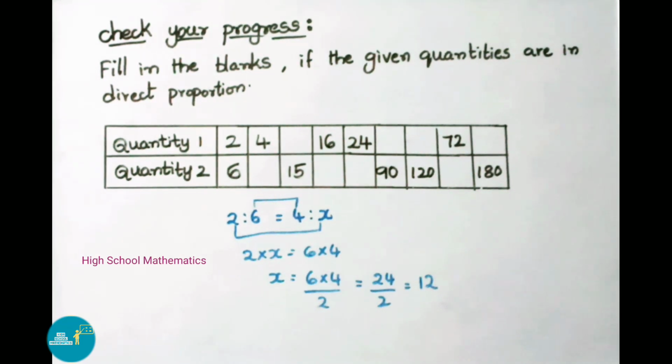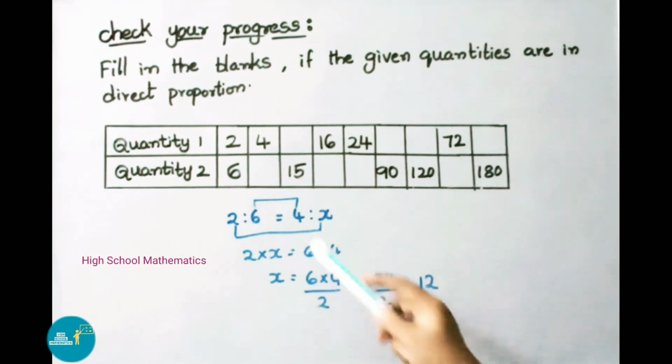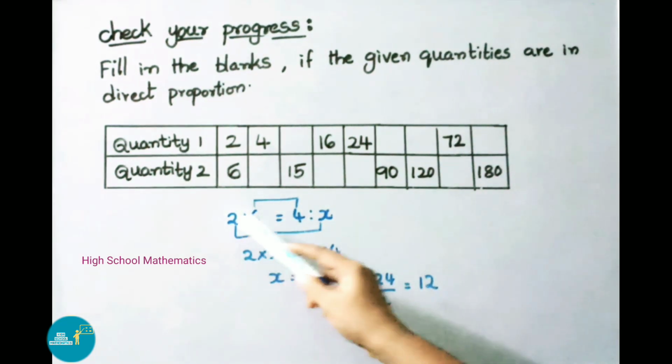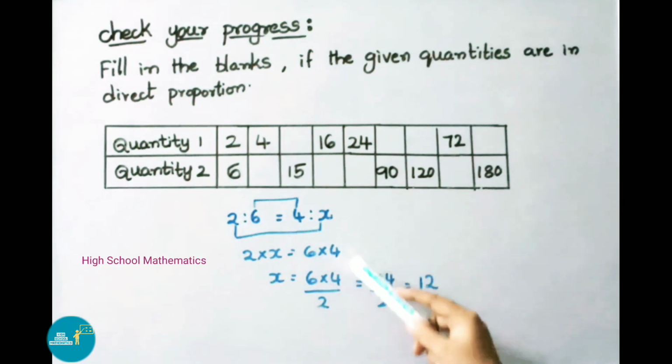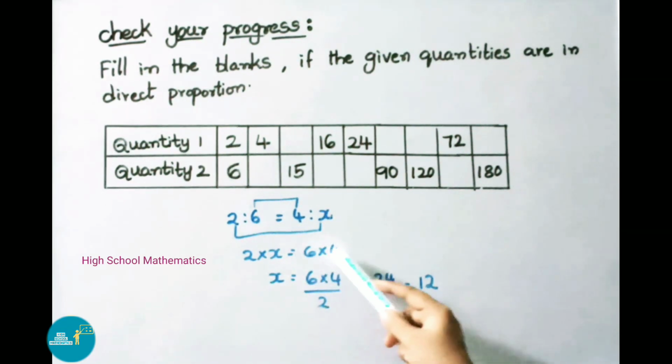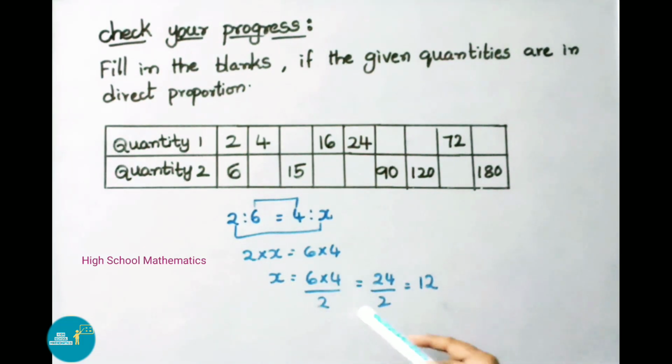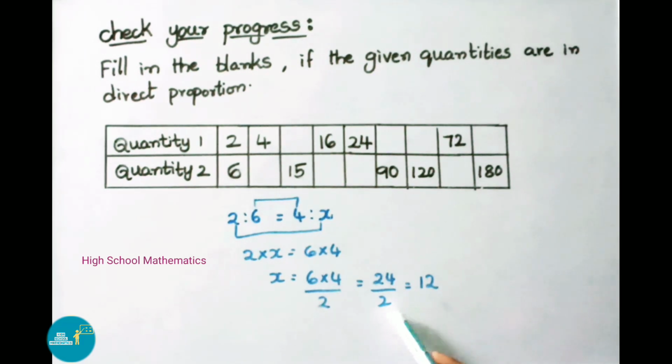We know in direct proportion, product of means is equal to product of extremes. So 2 into x is equal to 6 into 4. So x equals 6 into 4 by 2; here 2 is multiplying, on transposing it becomes divided by. 6 4s are 24 by 2. 2 table 24 is 12 times.